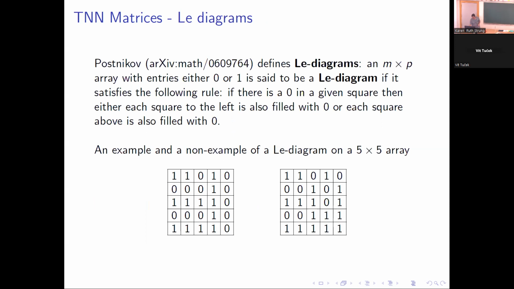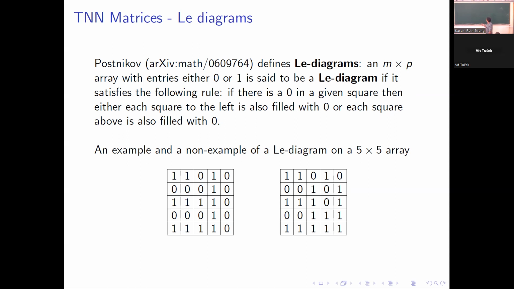Right. Okay, so good news is that in 2006, Postnikov partly solved the problem of describing the non-empty cells. He did that through a combinatorial object called Lie diagram. So what is a Lie diagram? It's an array of size M by P filled in with 0s and 1s. And so this is a non-example. This is an example. What's the difference?